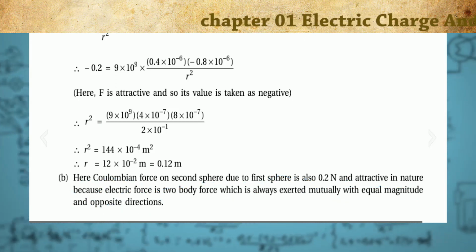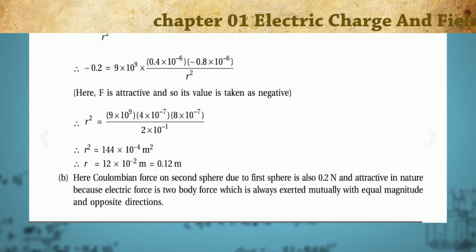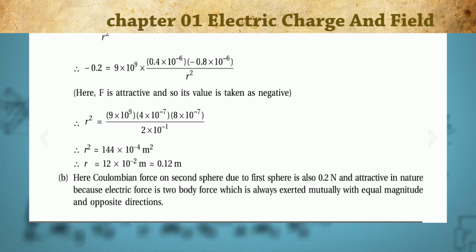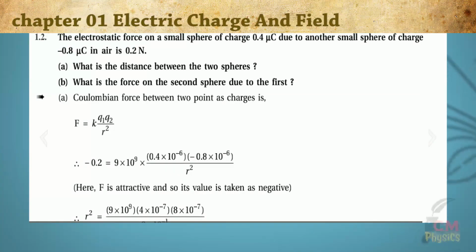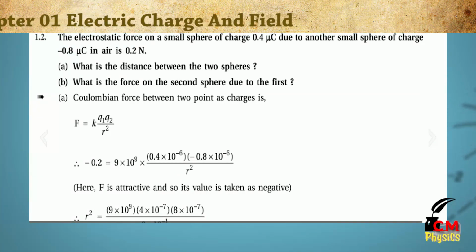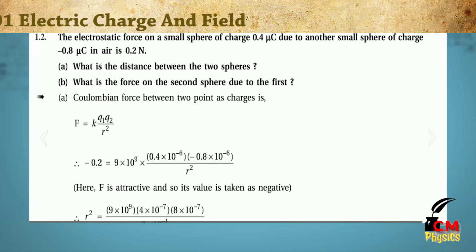Therefore, it is a simple logical question. You know about the force and the direction of the force. This second question is also based on Newton's law of Coulombian force: F is equal to K Q1 Q2 by R square.